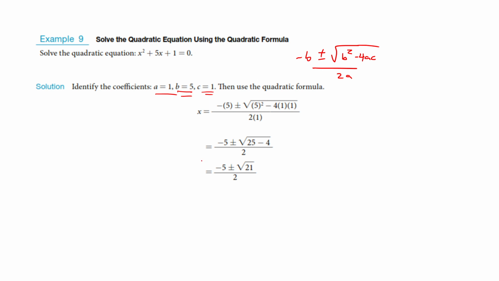You're going to get this. Now, this is really two solutions. This is negative 5, then you'd add the square root of 21, divide by 2. You'd take negative 5, subtract the square root of 21, and then divide by 2. So those really are two individual numbers.